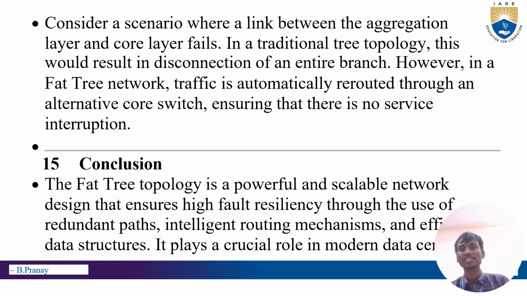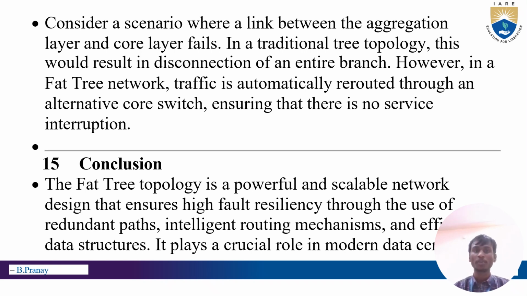Example scenario: consider a scenario where the link between the aggregation layer and the core layer fails. In a traditional topology, this would result in disconnection of an entire branch, but in fat trees, traffic is automatically rerouted to an alternate core switch, ensuring no service interruption.